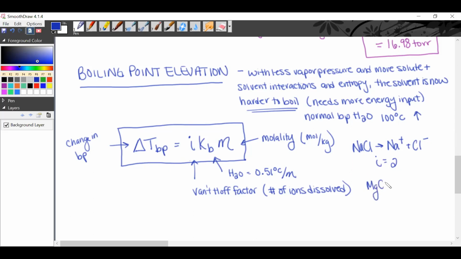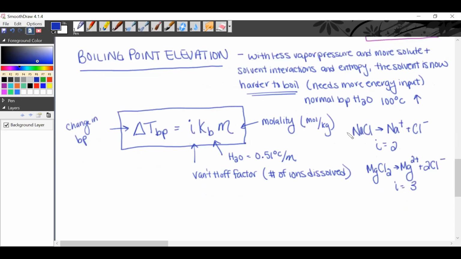If my salt was MgCl2, I would get magnesium and I would get 2 chloride ions. Here, my i would be equal to 3, okay? It's a multiple that allows us to increase our molality to account for the fact that when 1 unit of this dissolves, I'm actually getting multiple particles dissolved, because it's not about the identity of the particles that are dissolved. It's only about how much stuff is dissolved.